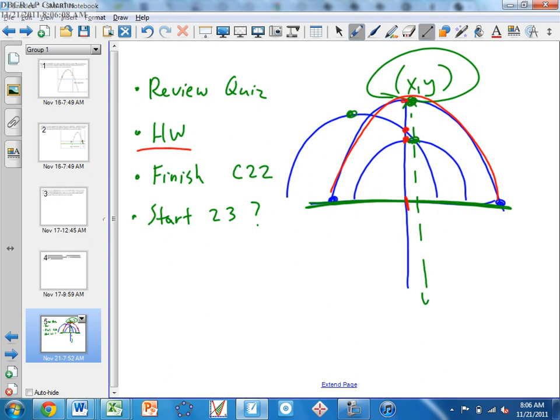The second part, let's take a look at homework. Are there questions? Because some of you said you had questions already, and that's fine. I know we did not finish concept 22, which is understandable.